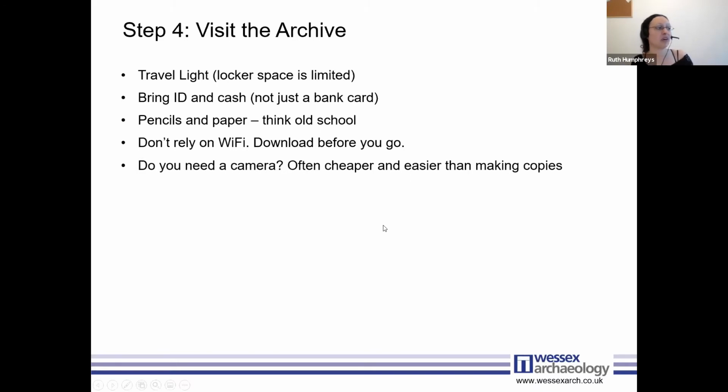And as I mentioned before, really think about bringing a camera. It's cheaper and easier than making copies. You don't have to ask somebody else to do it for you. You pay a flat fee, and then generally what they do is they give you a sheet of paper and ask you to write down the accession numbers, or the reference numbers of all of the documents you've looked at and photographed, just the ones you photographed. If it's useless, you don't need to put it on there.